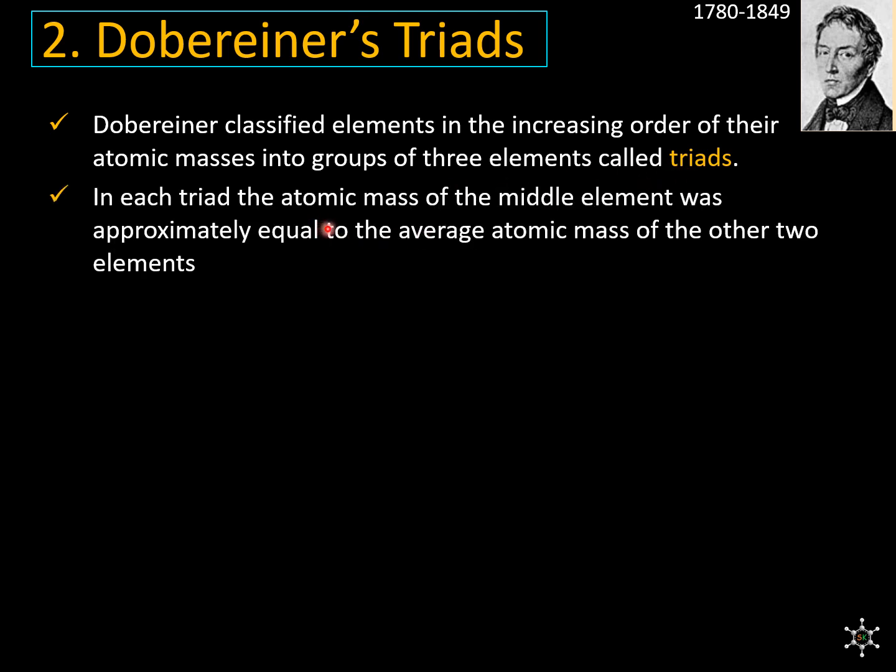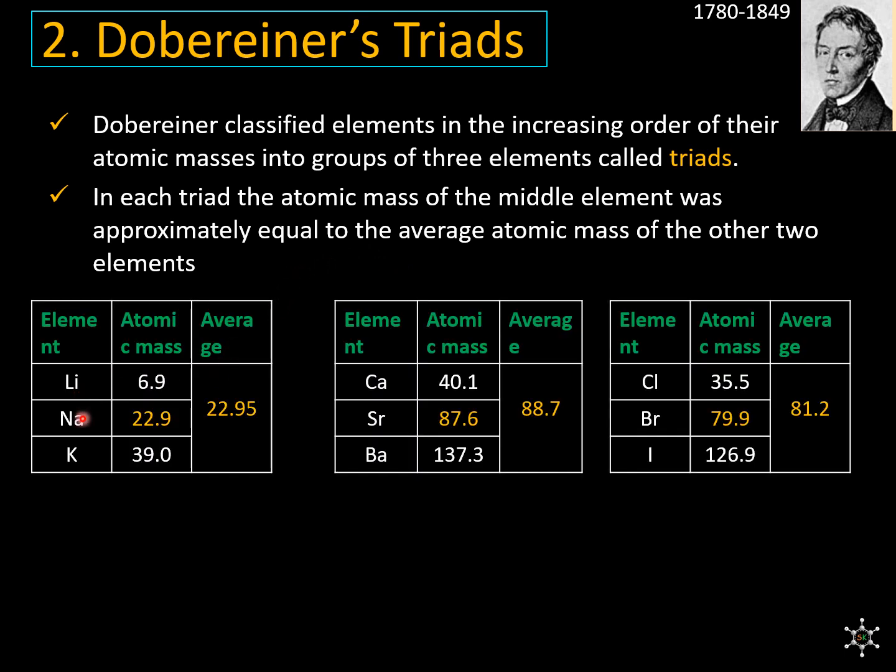In each triad, atomic mass of the middle element was approximately equal to the average atomic mass of the other 2 elements. Let us consider an example. Lithium, sodium and potassium if I take, atomic mass of lithium is 6.9, sodium is 22.9 and potassium is 39. Sodium atomic mass is the average of lithium and potassium atomic masses, meaning 39 plus 6.9 divided by 2 if I make, I will get 22.95. That is nothing but approximate atomic mass of sodium.